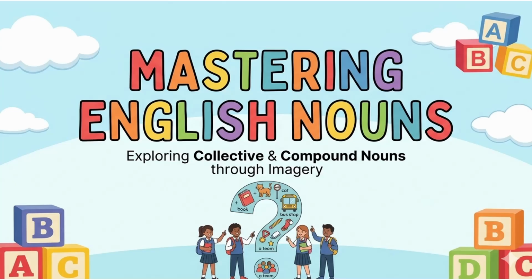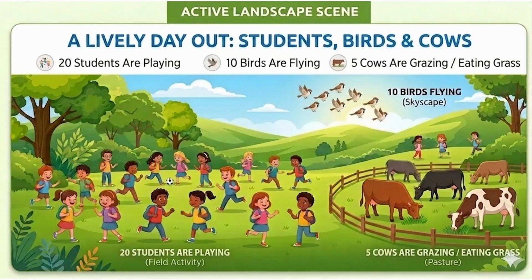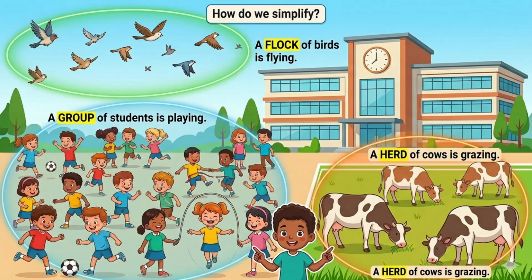Ready? Let's begin. Imagine this, you are standing in your school ground. You see 20 students are playing, 10 birds are flying, 5 cows are eating grass. Now think carefully. Will you say student 1 is playing, student 2 is playing again and again? Or will you say something simple and natural? Yes, you will say a group of students is playing.